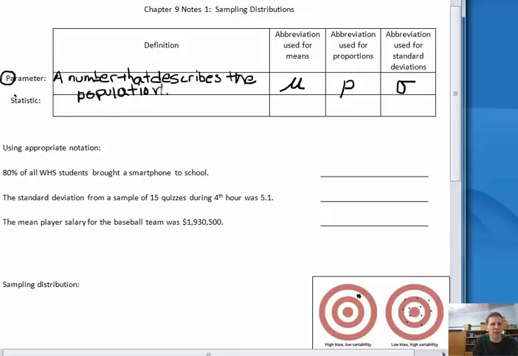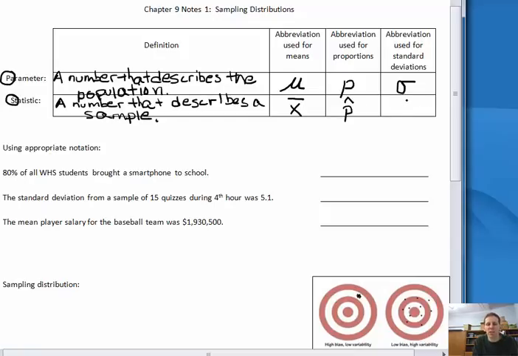Now statistics, this class is called AP Statistics, so we work with statistics a lot. A statistic is a number that describes the sample. And we have used some statistics in this class already. Now you may recall that we've used mu for mean. There's another abbreviation that we've used for means as well. When you go to 1-Var Stats on your calculator, that's the abbreviation x bar, which officially refers to a mean of a sample. If we're taking a proportion from a sample, then we're going to use an abbreviation, p hat. That's going to be our abbreviation for a proportion for a sample.